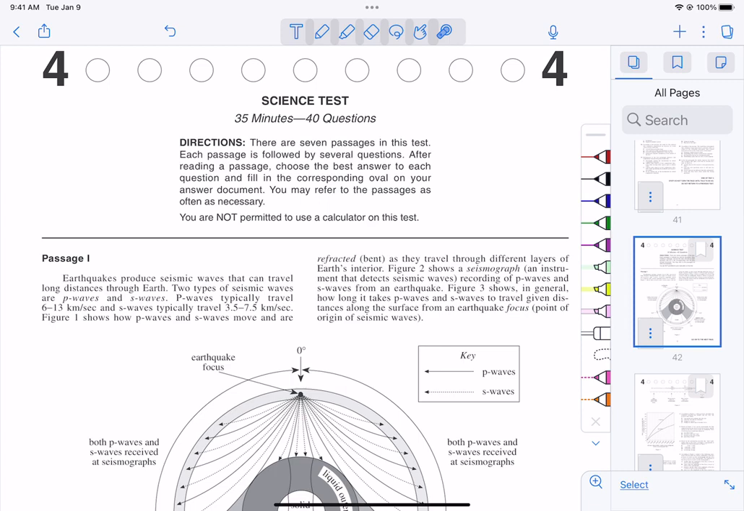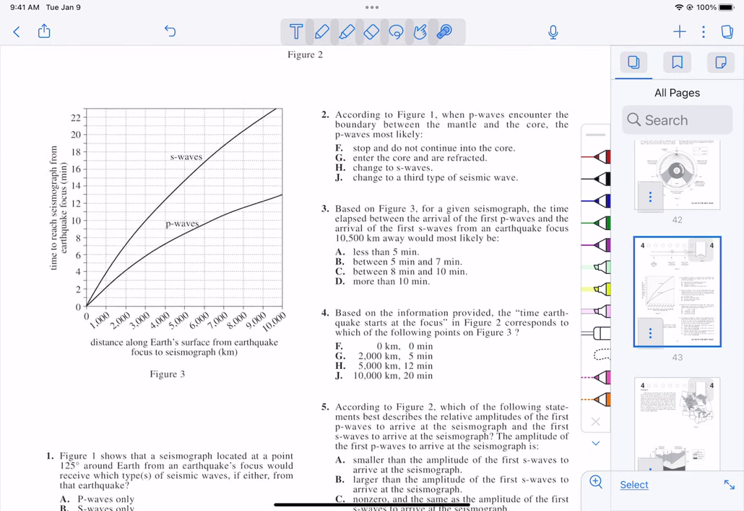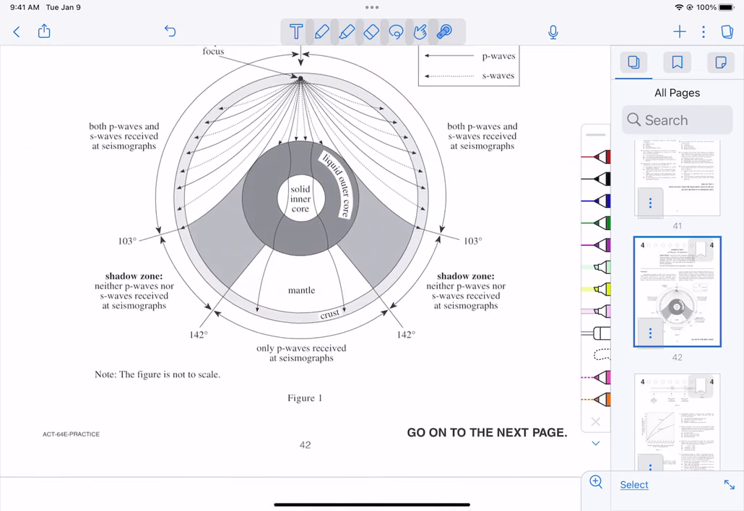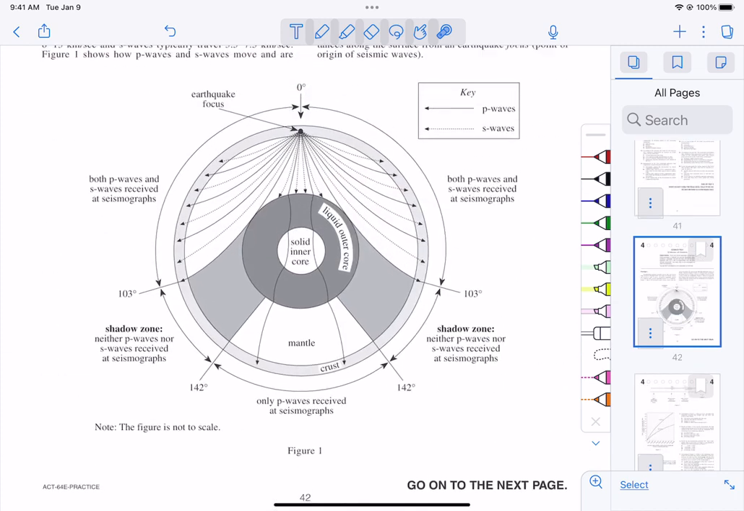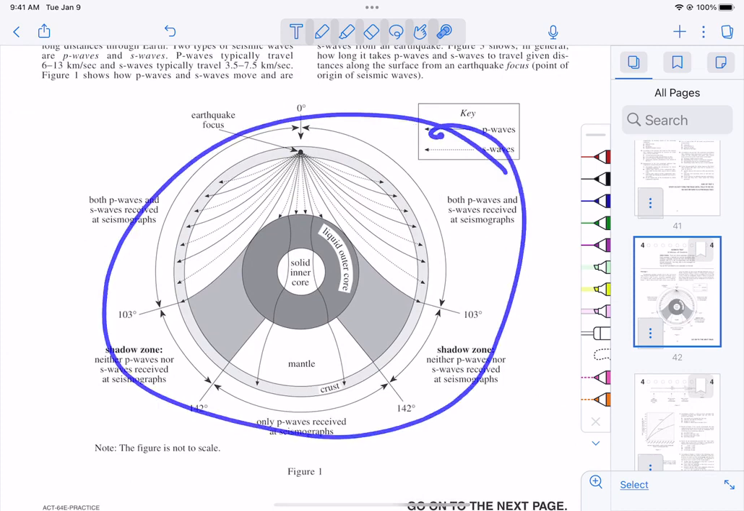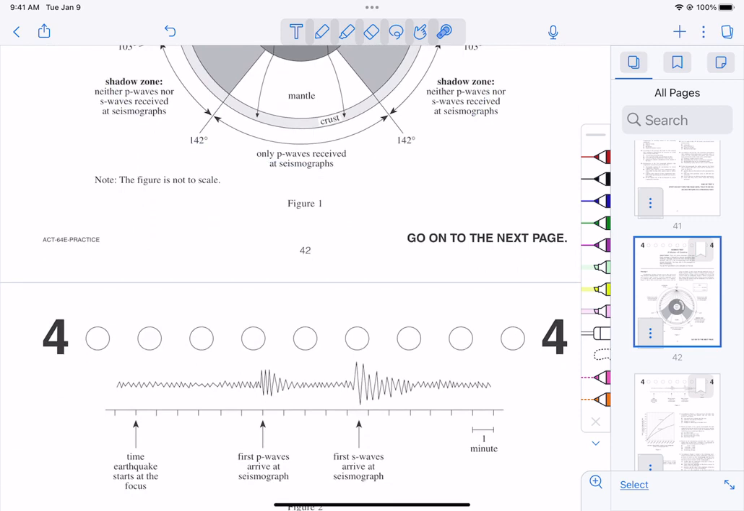The science questions, my suggestion would be, don't read all of that first. Look at what they are asking. What are they asking in the question? So like here they're saying, figure 1 shows the seismograph located at a point 125 degrees around Earth. So you know then, now I need to analyze figure 1. For science, jump to the questions first. Jump to the questions first, because the timing of it all, it's a quick section, and a lot of people end up screwing it up because they waste so much time. Jump to the questions first, okay?